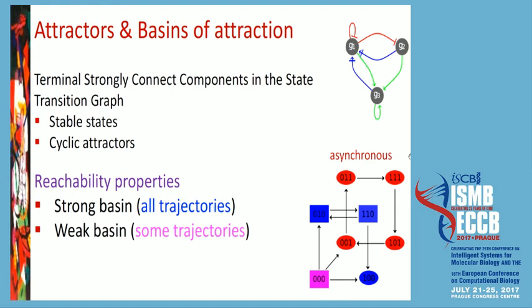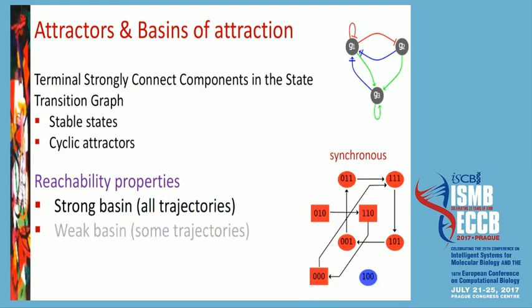So in the asynchronous setup, we have the notion of strong basins of attraction, which are indeed these blue states, for example, that will ultimately lead to the stable state. There are no other trajectories leading to other attractors. But we have also the notion of weak basins, because we have concurrent trajectories that might lead to different attractors, which is the case of this pink state.